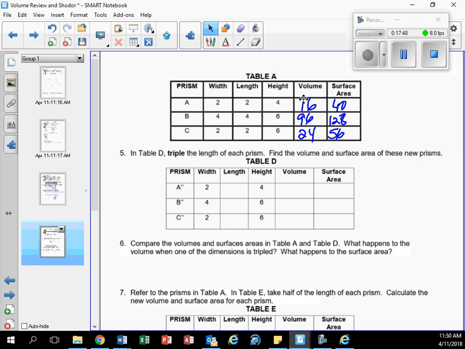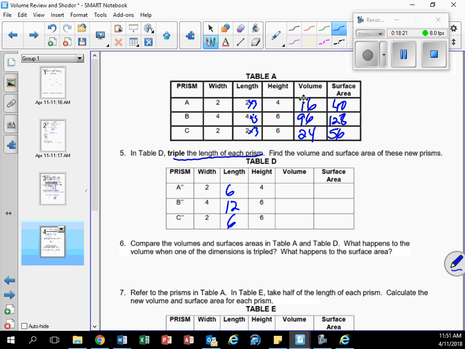This asks us if we start off with table A, and then we triple the length of each prism. Okay, so how do we triple? When we double, we multiply by 2. When we triple, we're going to multiply by 3. So then 4, we'll do 2 times 3, which gives us 6. 4 times 3, which gives us 12. And 2 times 3, which gives us 6. All right, now go back to Shodor and change your lengths to 2 times 6 times 4, and you'll get your volume and surface area.